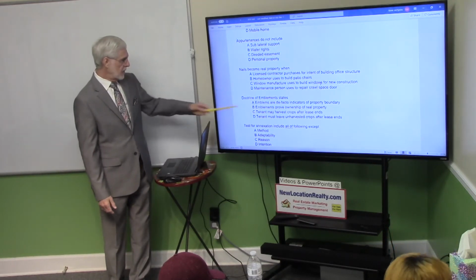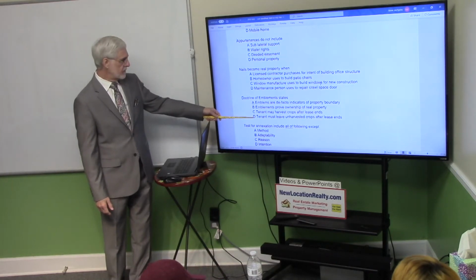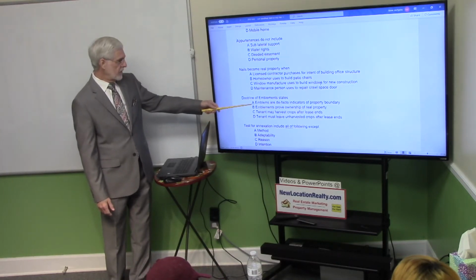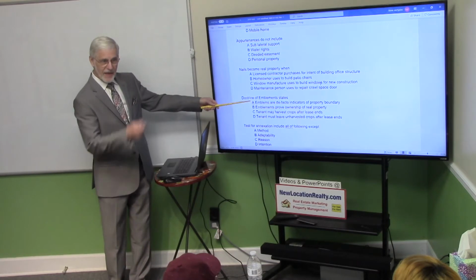Makes sense. That wouldn't be fair if they had to leave it, and they planted and used all their money. Implements are the de facto indicator of property boundaries. That's the kind of stuff they'll throw on the test as bait.